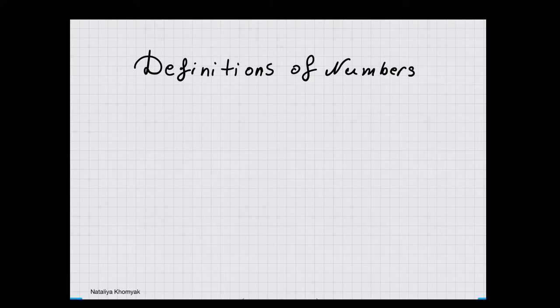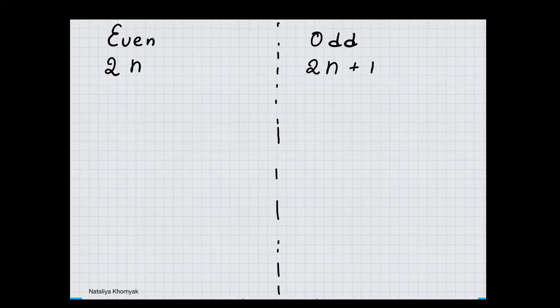Hi all, let's look at some definitions of numbers. Here we have two formulas that generate even and odd numbers. If you substitute any integer into this expression, 2n, if you plug in instead of n, let's say 1, you get 2, which is even. 2 times, and let's plug in -7. This will produce -14.